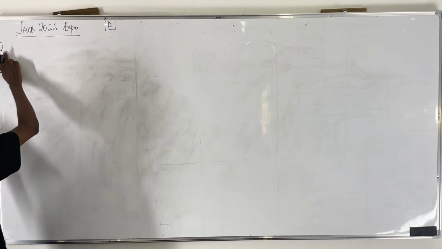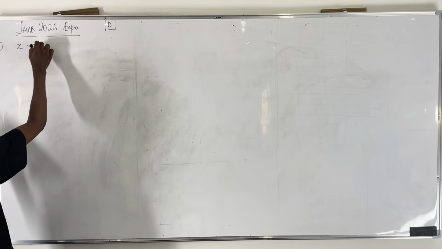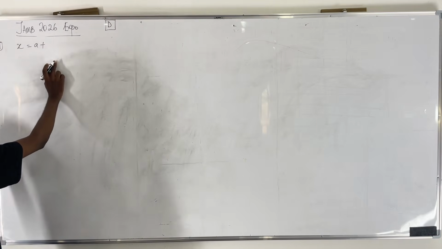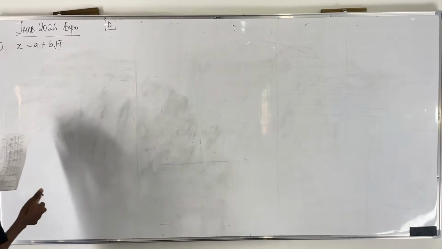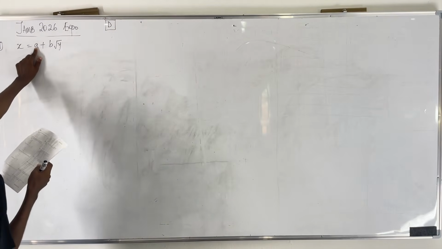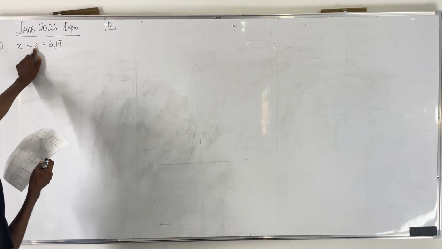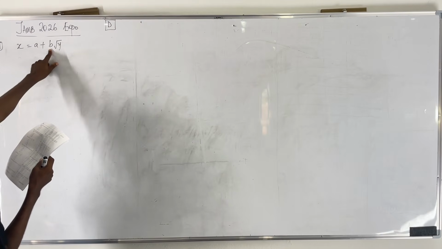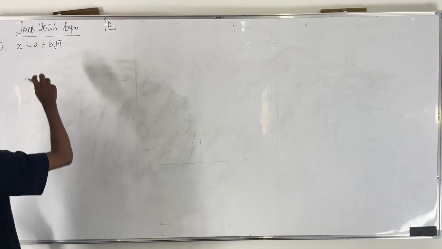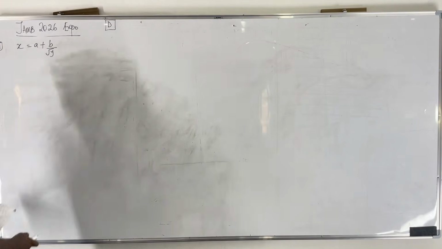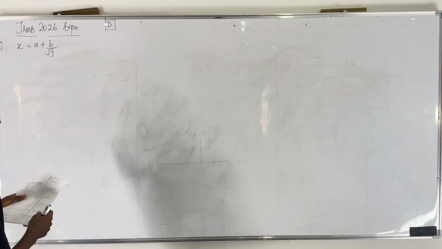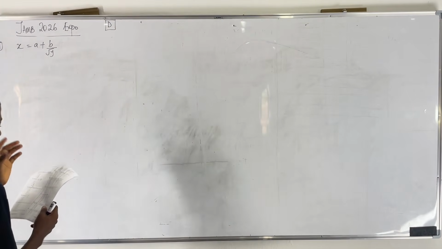x is partly constant. So this means that s is equal to a plus b root y. That's how to write it. Because s is partly a constant, so that's a. And then partly varies as the inverse. Oh, it's an inverse. So this will become b over root y. It's an inverse. Okay. So this is what we have.